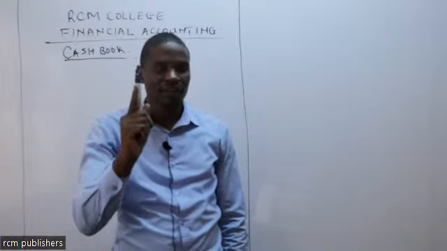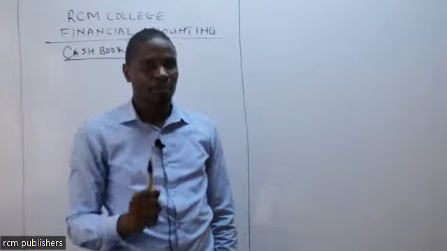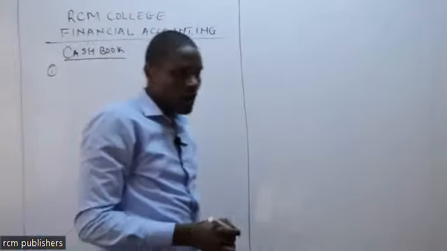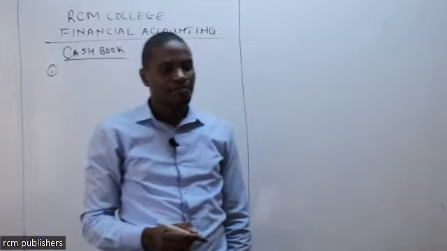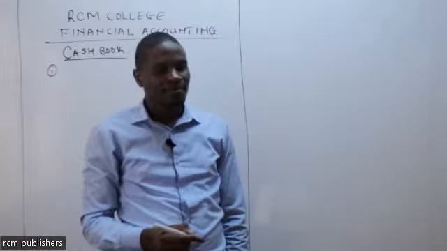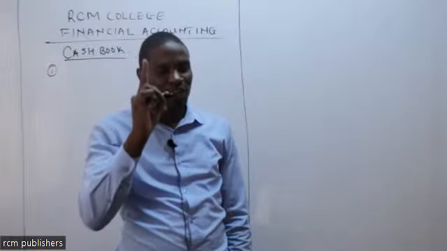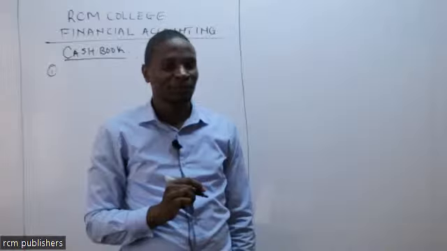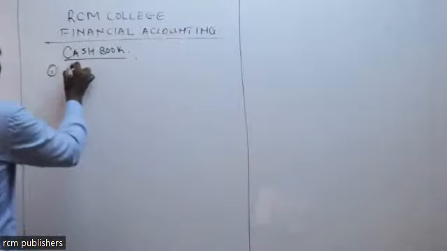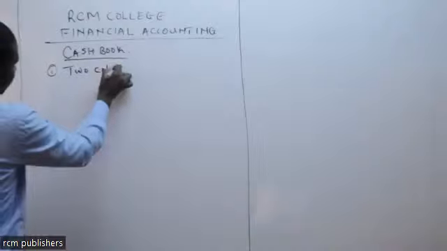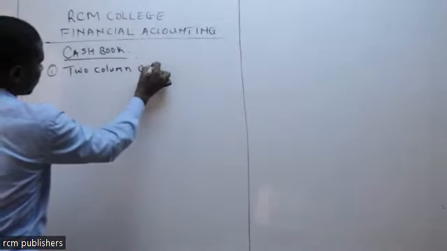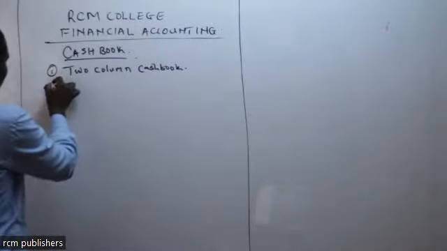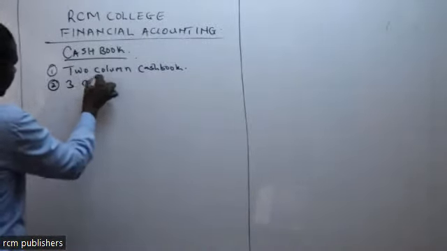I'm asking, how many types of cash book do we have? Daniel is giving us 3. So can you name them? Daniel, name the cash book that you are saying we have 3 types. Name one. I'm teaching you today. 2-column cash book, all right? Aha, 3-column cash book.